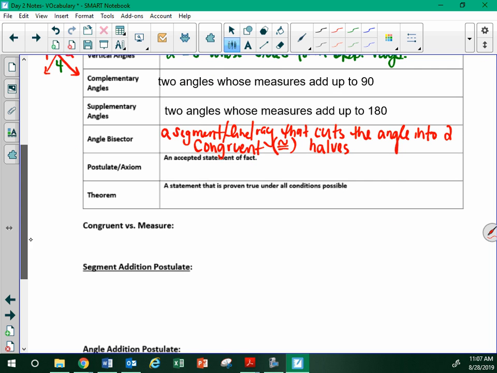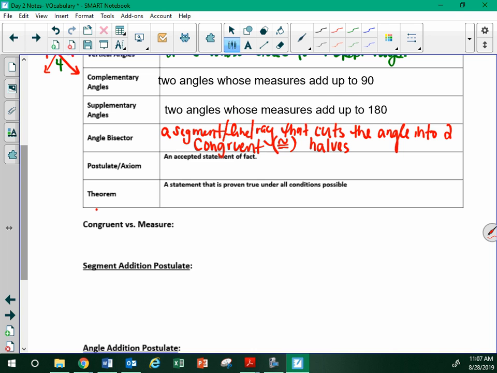So let's go talk about congruent versus measure. All right, so congruent versus measure. Congruent is this symbol here, right? And this should actually say congruent versus equal. Scribble that out. It should say congruent versus equal. Oops. Okay, we all know what an equal sign is. So when we're talking about congruent, we're saying that shapes are congruent or figures are congruent. When we say equal, we're talking about measures are equal. So that could be the distance or the length of the segment or the measure of the angle.